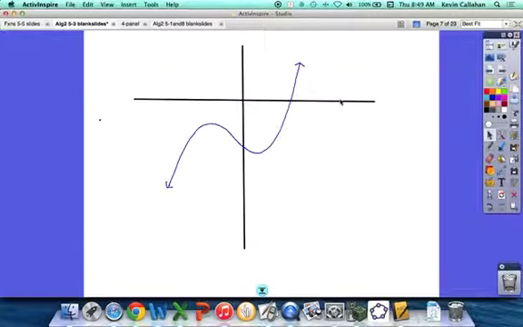If it has 1 real zero, which is what you see right there, how many imaginary does it have? Remember what we just said. It has 3 total, and 1 is real, so the other 2 are imaginary.